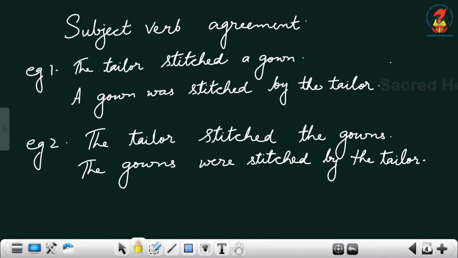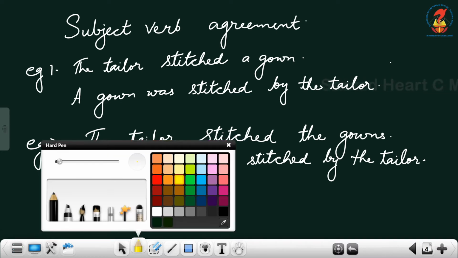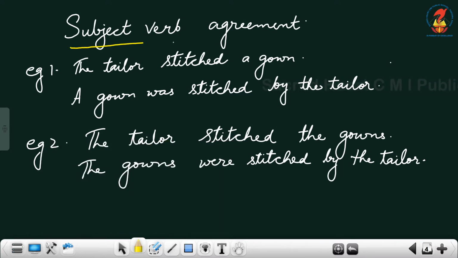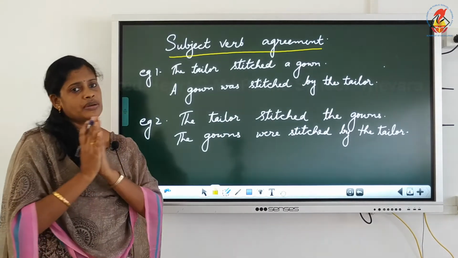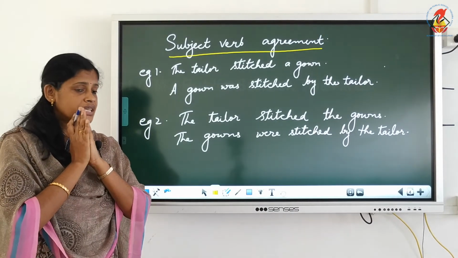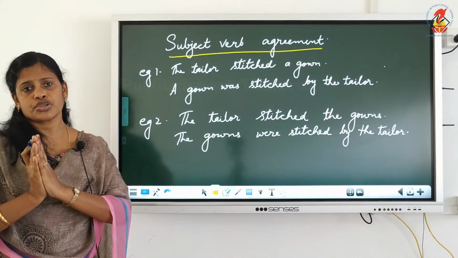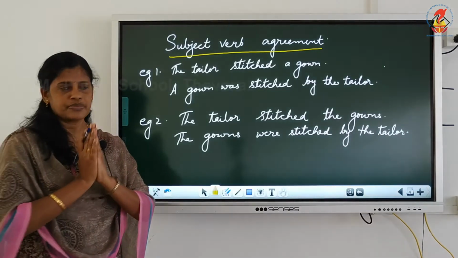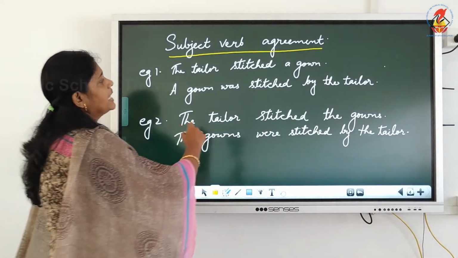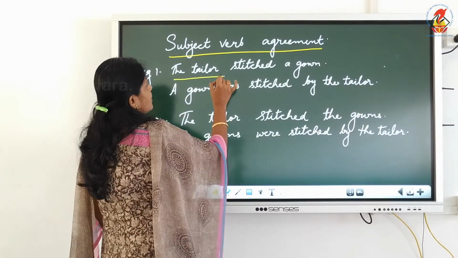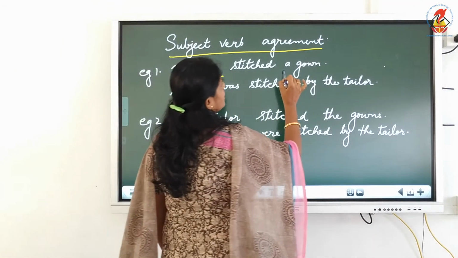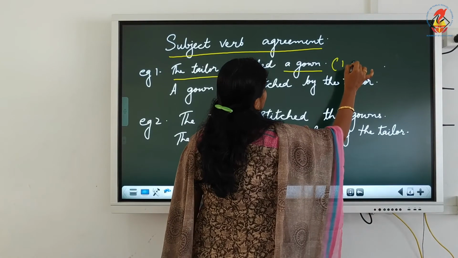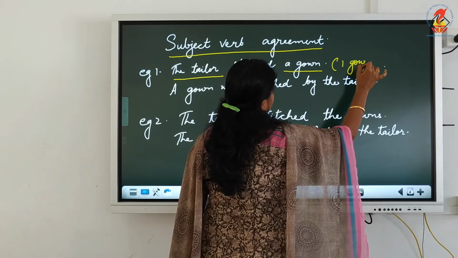Now, we move on to the next one, that is subject-verb agreement. The subject should agree with the verb. If the subject is plural, the verb has to be plural. If the subject is singular, the verb used also should be according to the subject used. Let's see. The tailor stitched a gown. There is only one tailor here, singular. One tailor stitched a gown. Only one gown was stitched by the tailor.